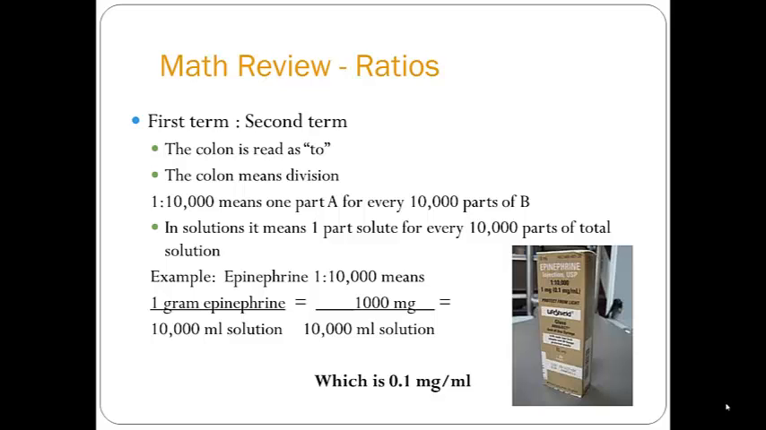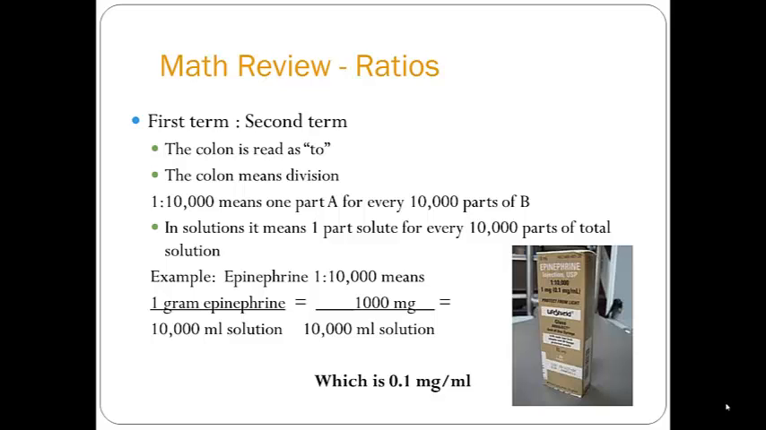What that means to you is that there is 1 part of epinephrine in every 10,000 milliliters of total solution. Or there's 1 gram of epinephrine in every 10,000 milliliters of total solution. Since we know that 1 gram is equal to 1,000 milligrams, we can also say there's 1,000 milligrams in every 10,000 milliliters of total solution, which can be simplified to 0.1 milligrams per milliliter.